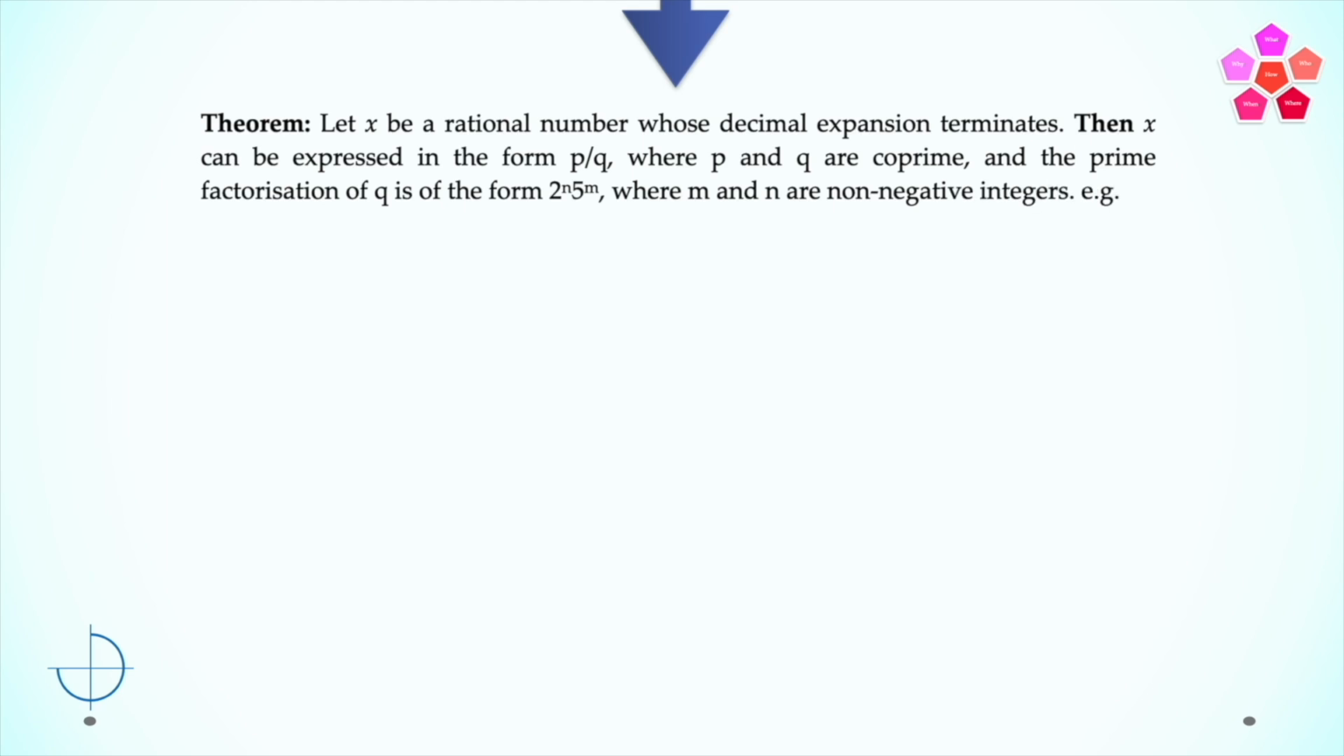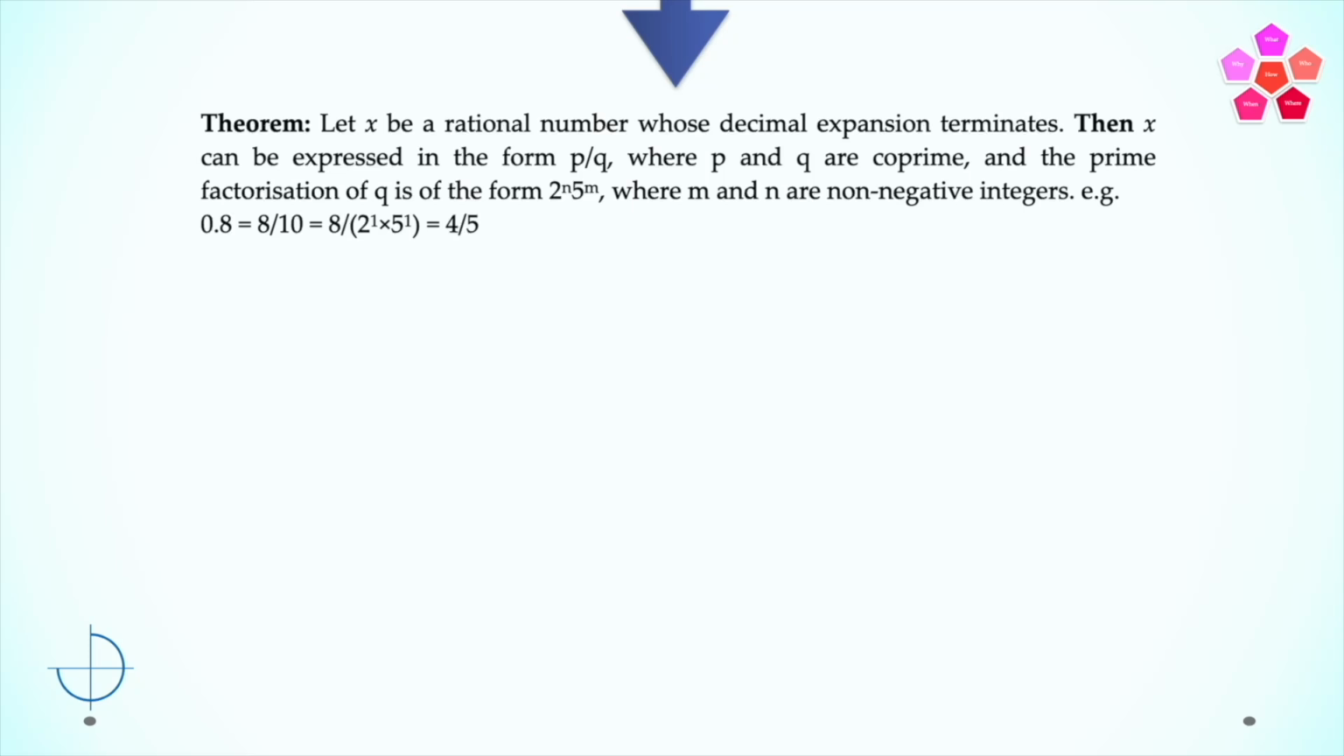For example, 0.8, which is equal to 8 by 10, can be written as 8 divided by 2 raised to the power of 1 into 5 raised to the power of 1, which is equal to 4 divided by 5. We can see that 4 and 5 are co-primes.